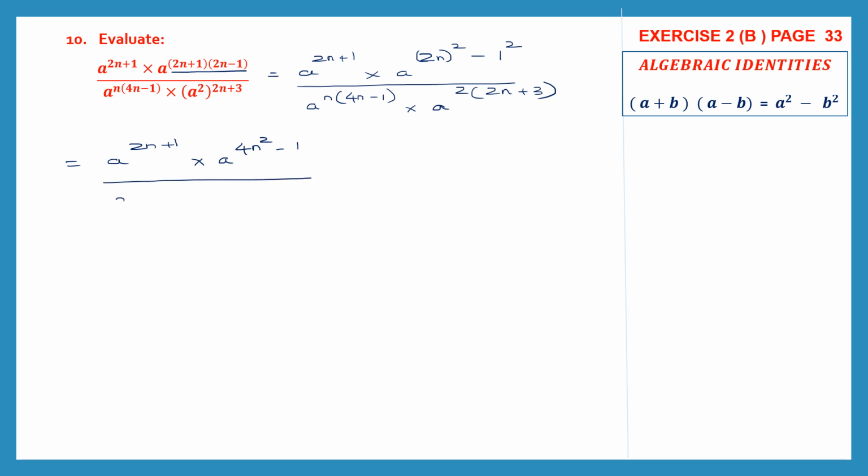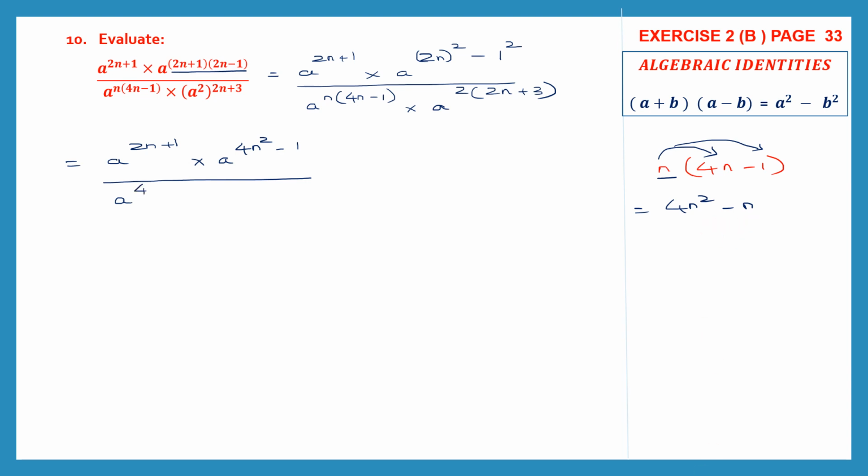Now here a to the power of n into 4n minus 1. So let's do that: n into 4n minus 1. How do we multiply this? Take this n first, n into 4n. n into 4n is 4n square. Then multiplied by minus 1, which is minus n. So instead of this, we're going to write 4n square minus n.